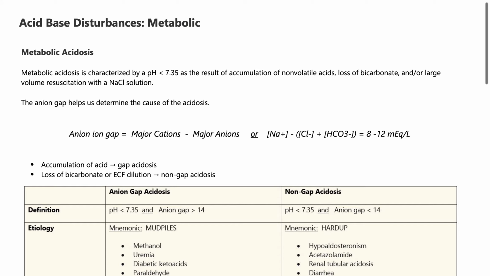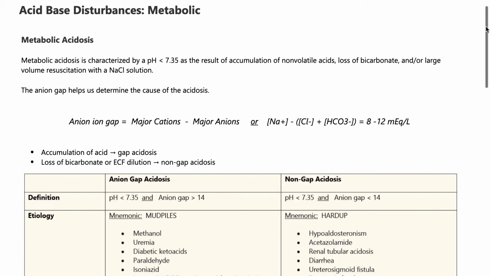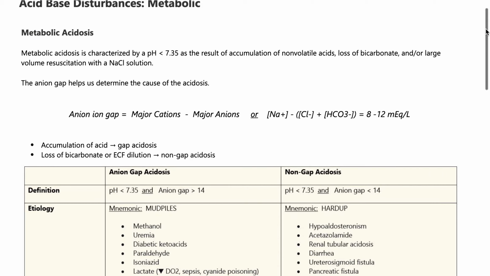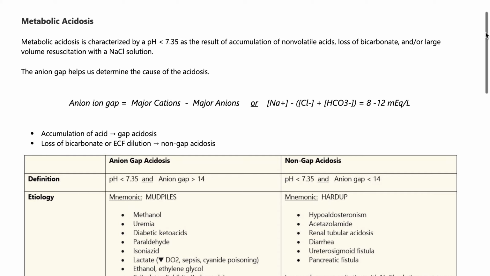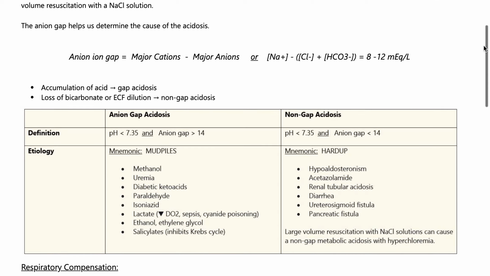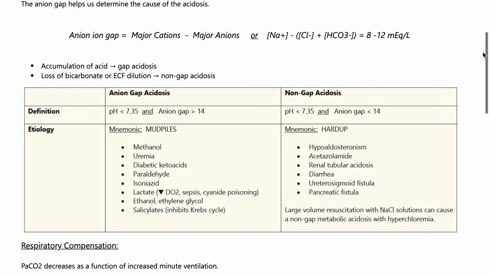Next, we're going to talk about acid-base disturbances with a focus on metabolic disturbances. Metabolic acidosis is characterized by a pH less than 7.35 as a result of accumulation of non-volatile acids, loss of bicarb, and/or large volume resuscitation with a sodium chloride solution. The anion gap helps us determine the cause of acidosis. The anion gap equals the major cations minus the major anions. So this is basically your sodium minus your chloride plus your bicarb. You take your chloride, add it to your bicarb, and then subtract this from your sodium.